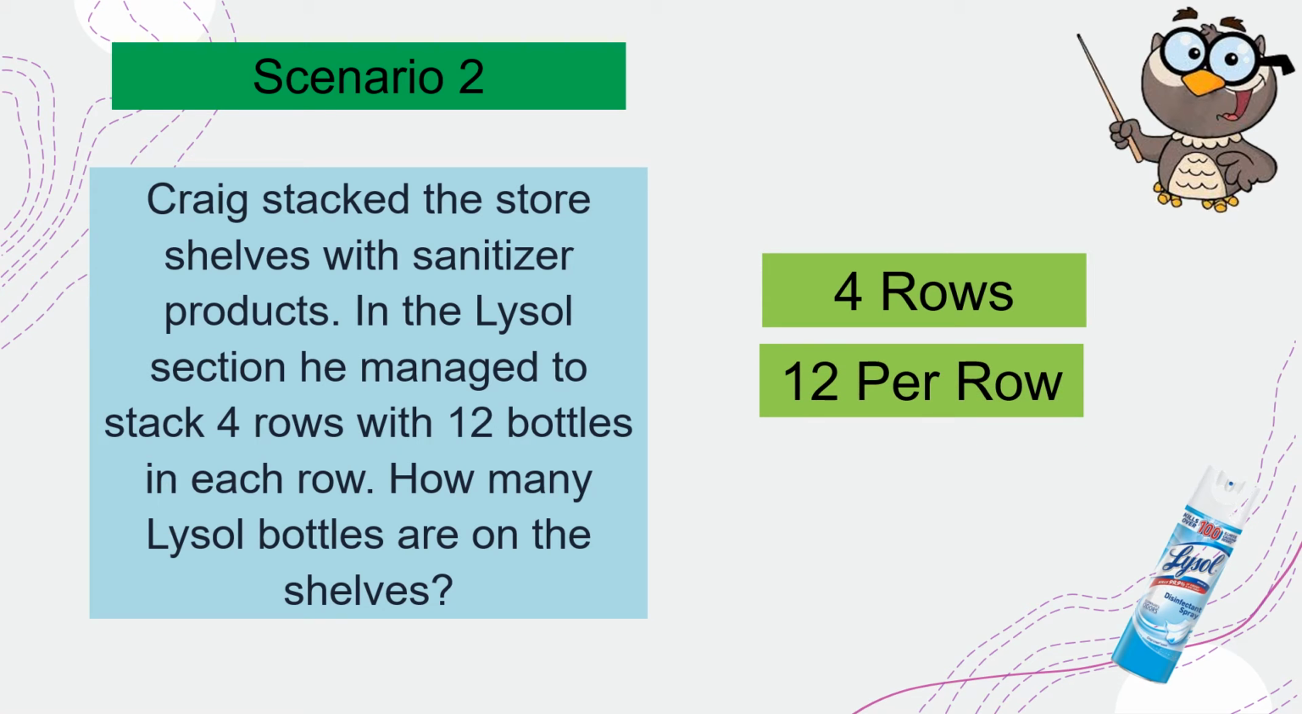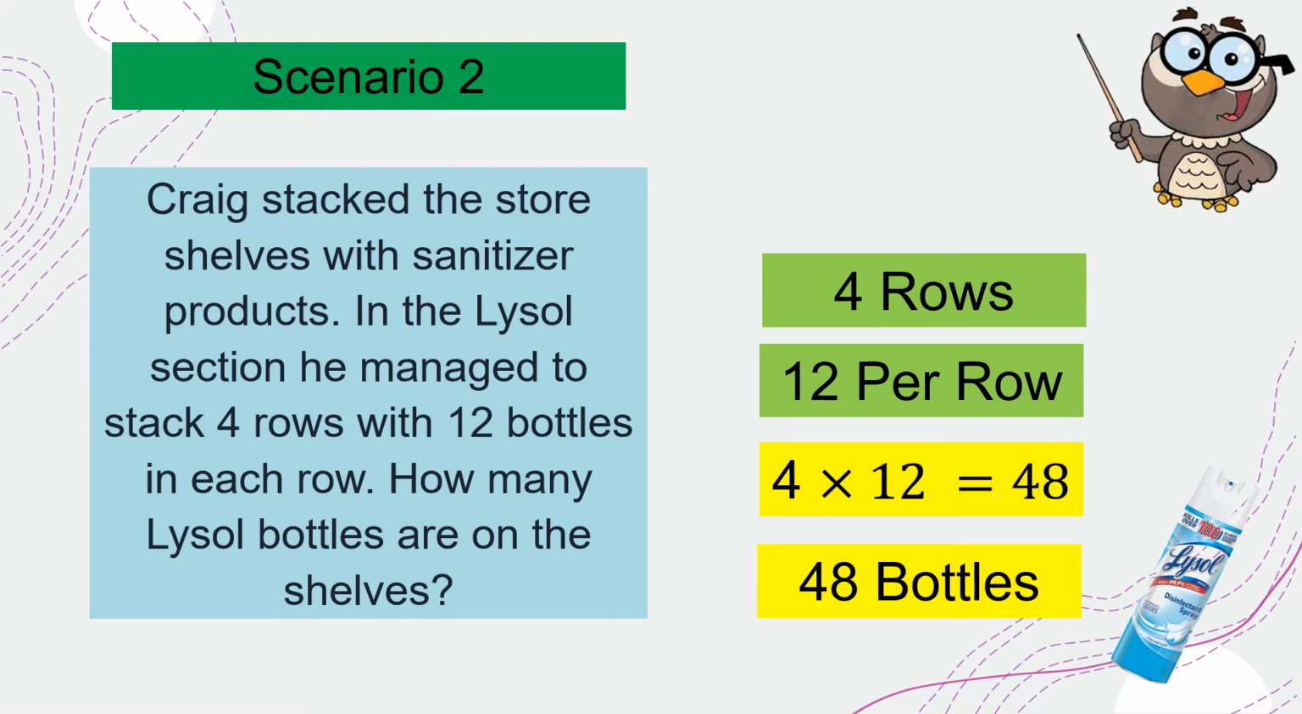That is 4 groups of 12. 4 groups of 12 is 48. 48 bottles of Lysol. Did you get the same number of bottles? Awesome. Let us now consider scenario 3.